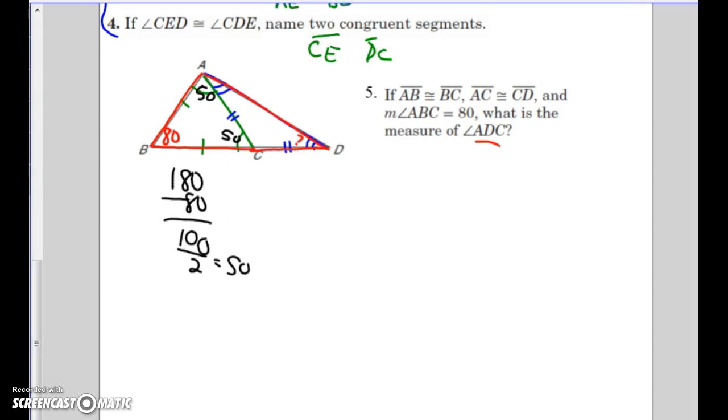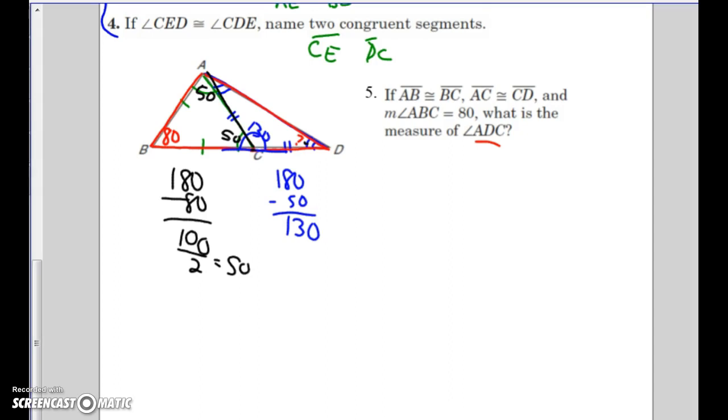Now what? Because that still didn't answer my question, what's this angle way over here? Since the other one is 130, this is a straight line, so these two have to equal 180. So 180 minus the 50 is 130. So this one is 130, right? Now what?